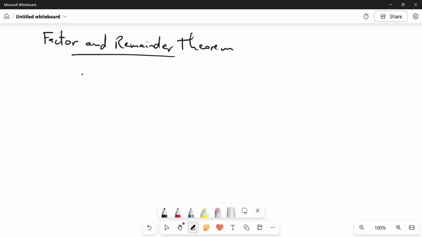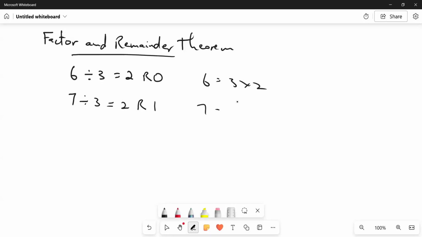If I take a number, let's say 6, and I divide it by one of its factors, 3, what do you get? You get 2 remainder 0. That's all. Now say you take a number like 7 and divide by 3. You'll get 2 remainder 1, right? So you can write 6 equals 3 multiplied by 2. And 7 equals 3 multiplied by 2 plus 1.